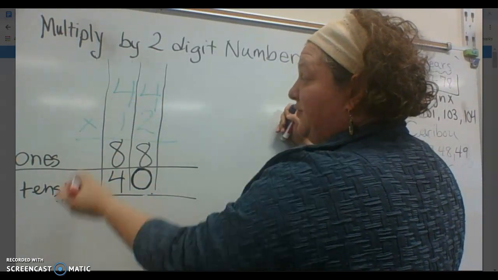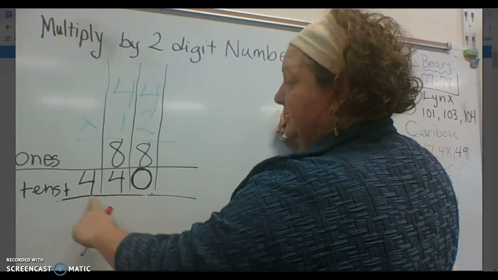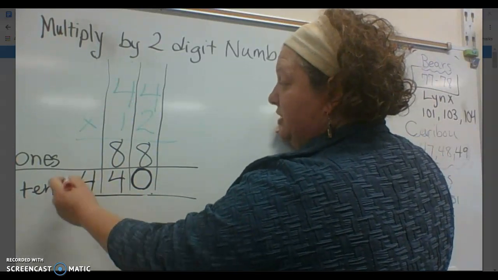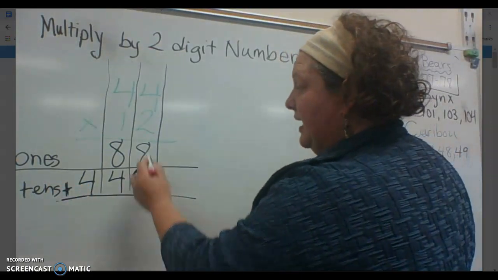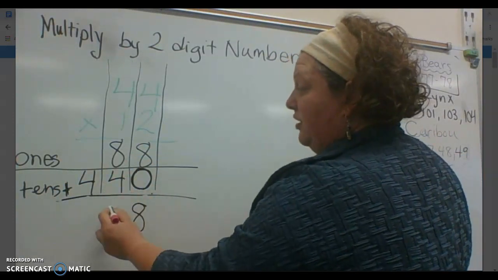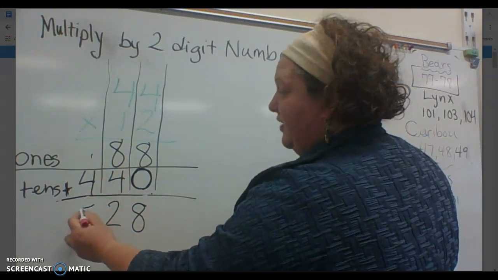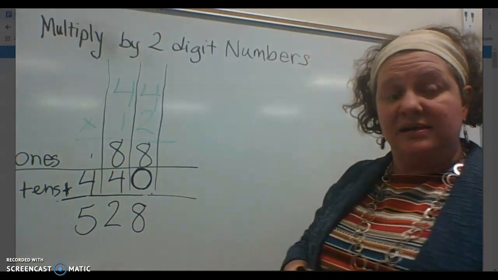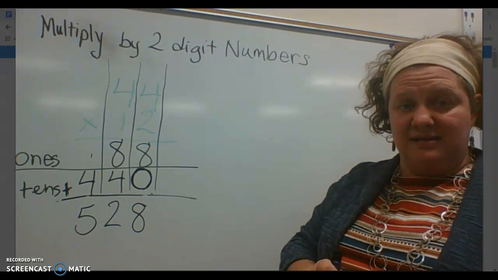10 times 4 is 400, and we have ones, tens, hundreds, and this is in the 400s, okay? So we're going to add those together now, and we get 8 plus 0 is 8, 8 plus 4 is 12, and 1 plus 4 is 5. And so our answer is 528, okay?